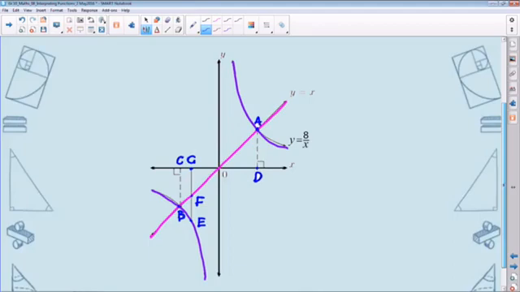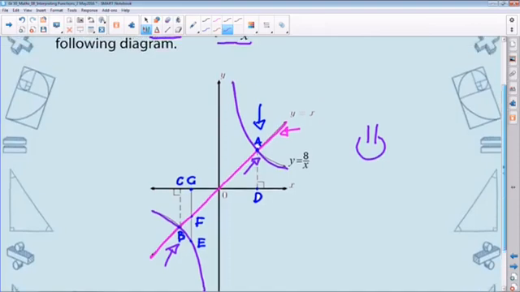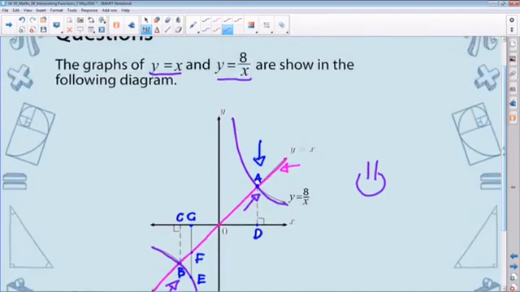Now what do you notice about point A? If you said that's where the pink function and the purple function intersect, then you would be correct. And here's your smiling face. Look, B is also a point of intersection for the two functions. So these are the types of things that we should start noticing. We haven't been given any questions yet. We've just been told the graphs of y equals x and y equals 8 over x are shown in the following diagram.